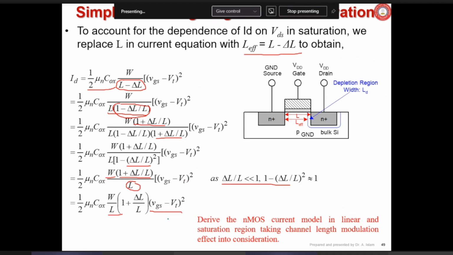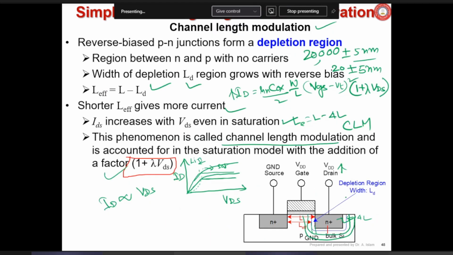Yes, sir. But what is lambda, sir, in the equation? Lambda VDS means a small change in L. L was the complete portion here, and this portion we are calling delta L. Sorry, lambda means you're taking this one, no? What is this lambda? This factor, the CLM factor here.